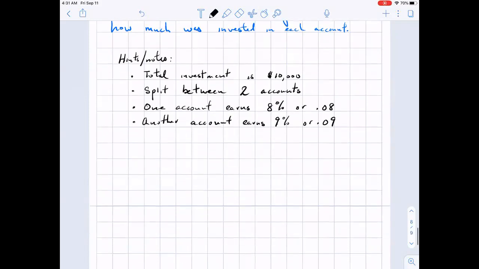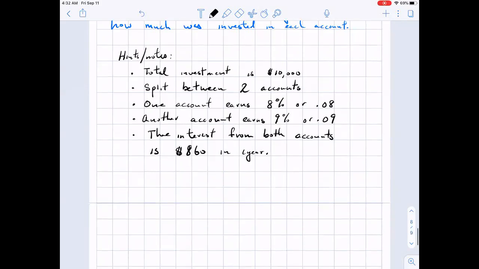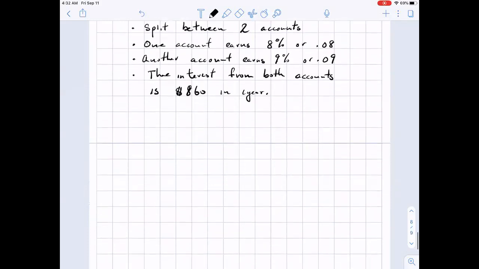Okay. We know that the total interest from both accounts is $860 in 1 year. So what do we want to do?